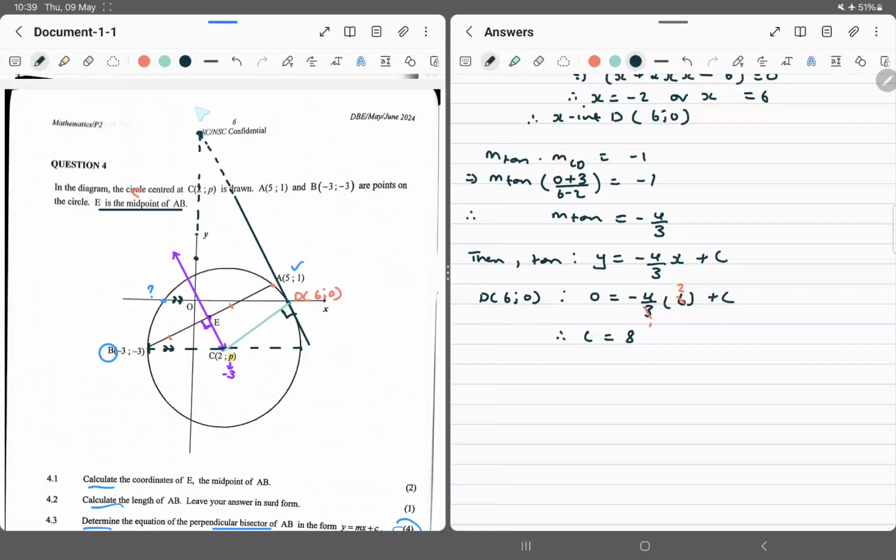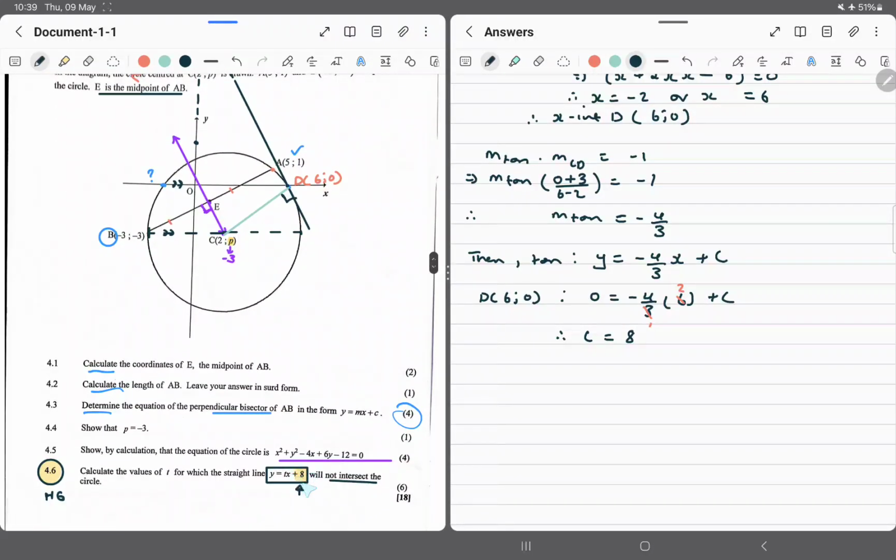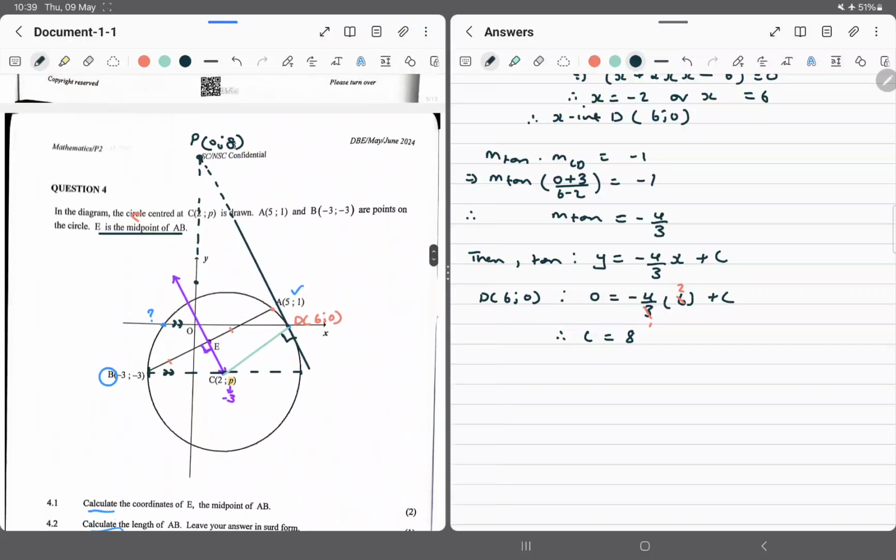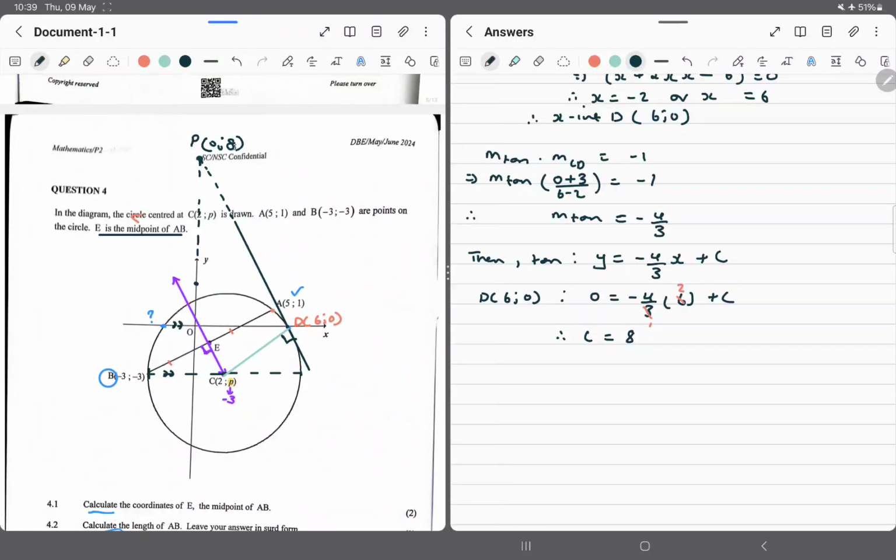So now we know that there we've got 8. Now let's call this point P, which is going to be 0 and 8. So we know that technically a line that is a tangent which has a y-intercept of 8 in this circle actually passes through the y-intercept there. Okay, so that is the story. That is the story. So this works.